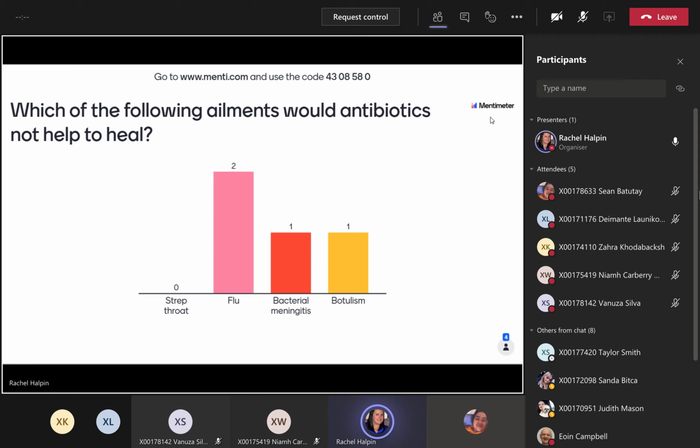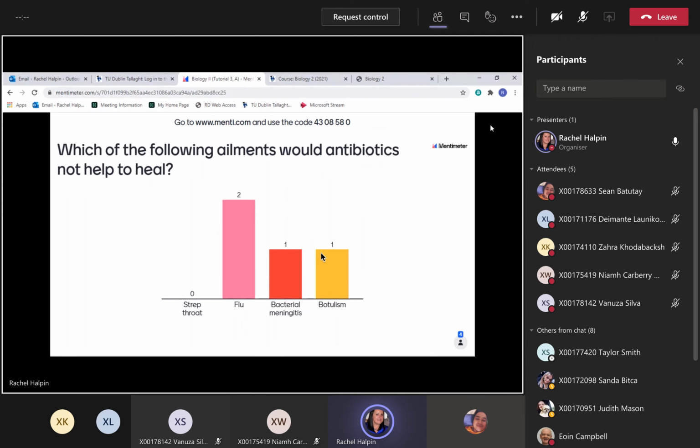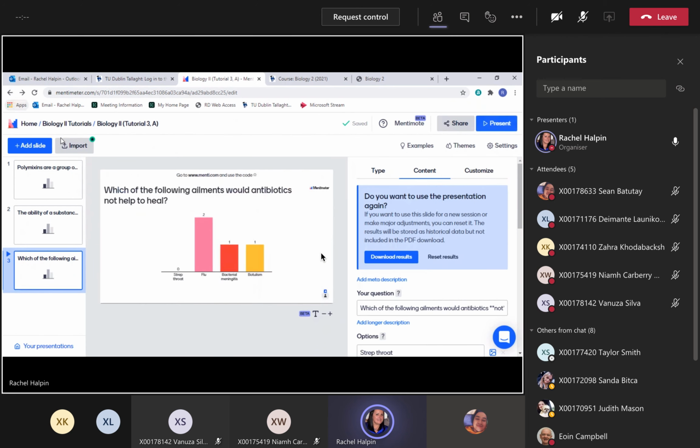Anyone else? Okay, so the correct answer is flu because it's viral. Bacterial meningitis, antibiotics will kill bacteria, and botulism is caused by Clostridium botulinum, which is a bacterial infection as well. So the only one that antibiotics wouldn't help is the flu. Anyone who selected meningitis or botulism, you need to go and read your notes. So we move on to the next one.